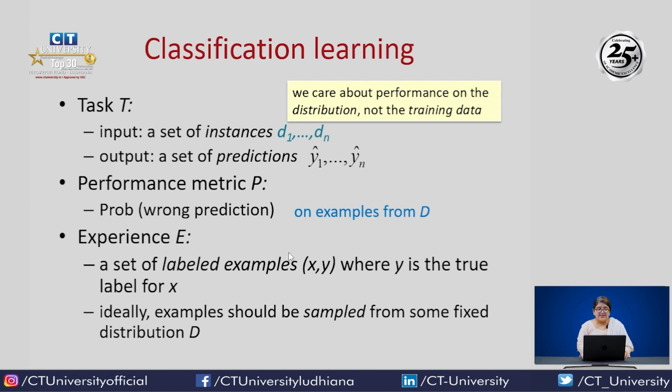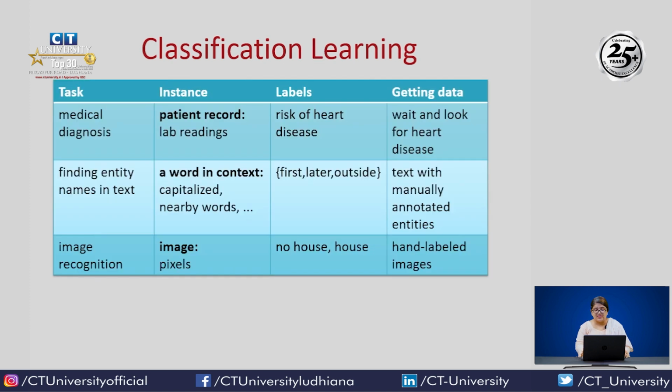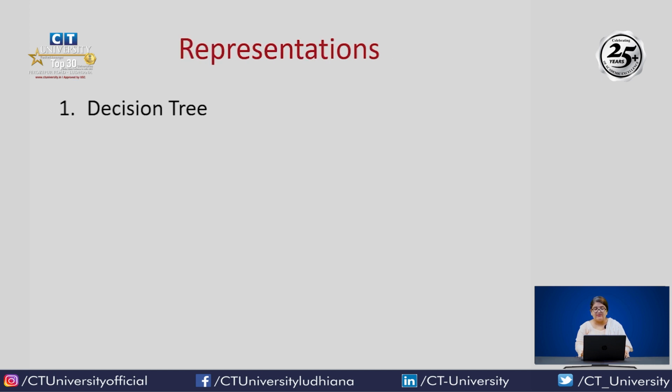This is the performance, and experience E would be a set of labeled examples x, y, where y is the true label for x. Ideally, examples should be sampled from some fixed distribution T. Then these are the examples that we have given you.